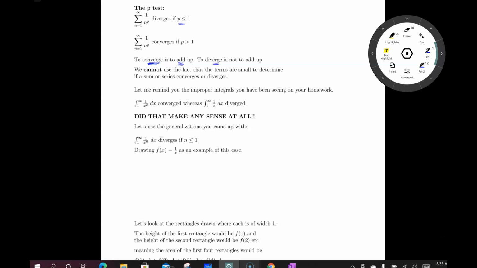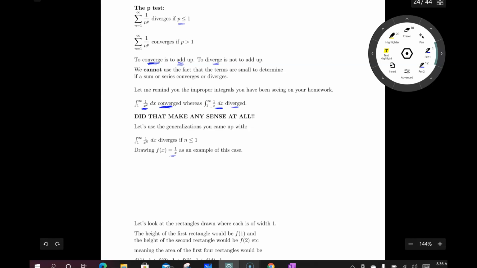There's an infinite sum. So let's draw this 1 over x. Let me remind you, in improper integrals, what you saw was 1 over x squared, that integral converged. So this improper integral has a limit, whereas this one diverges.